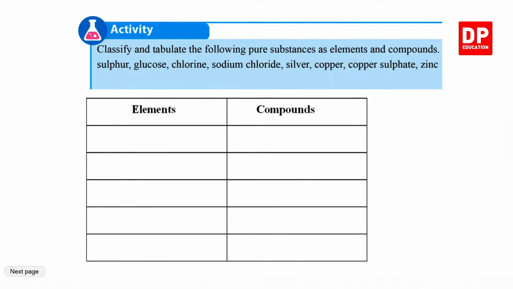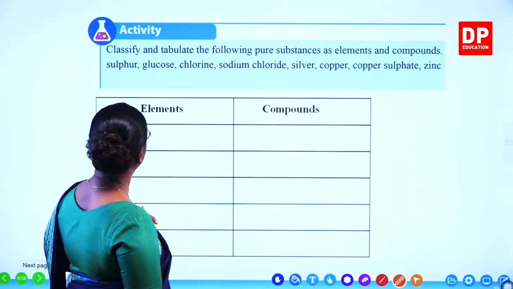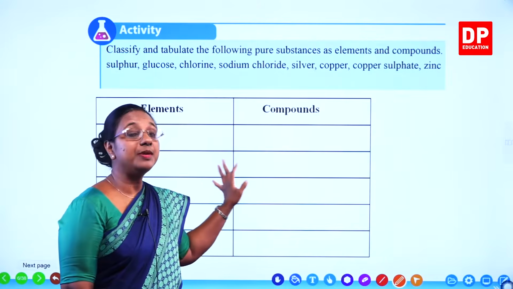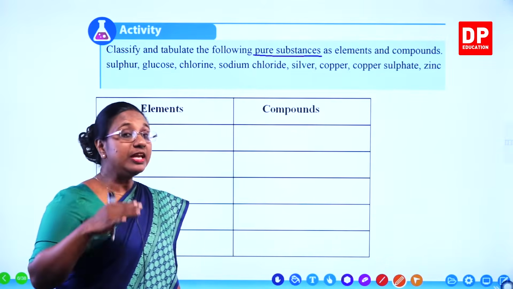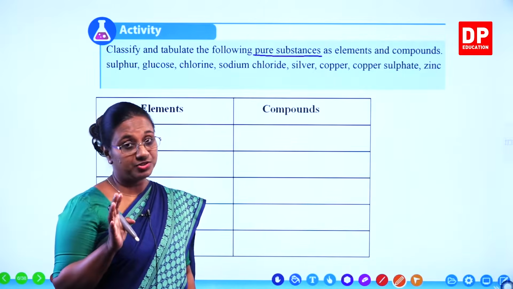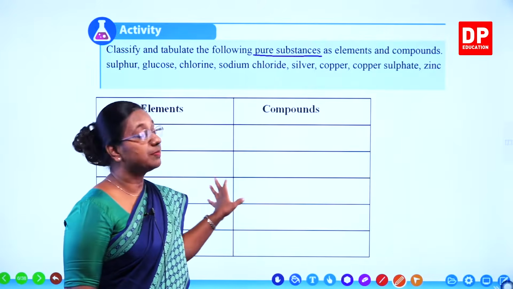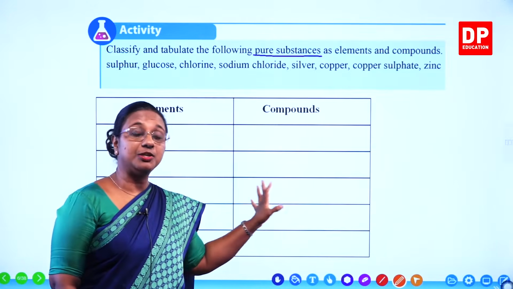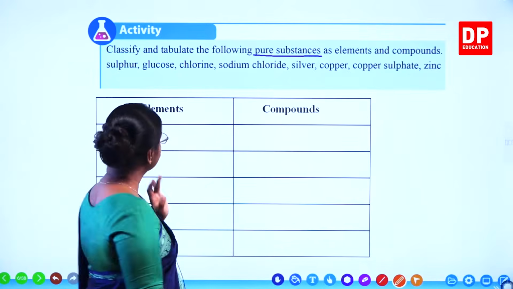Again, another activity. Now, here you are supposed to classify and tabulate the following pure substances as elements and compounds. Everything that is given to you are pure substances. So, they have mentioned that here, pure substances. So, you need to divide them or classify them as elements and compounds. So, this is again somewhat tricky. As I told you, from the name, sometimes you can identify whether it's an element or a compound, but sometimes it's difficult to identify. So, let's see.